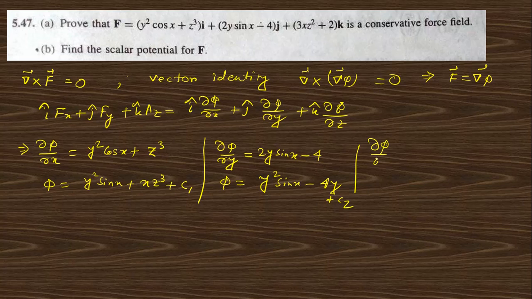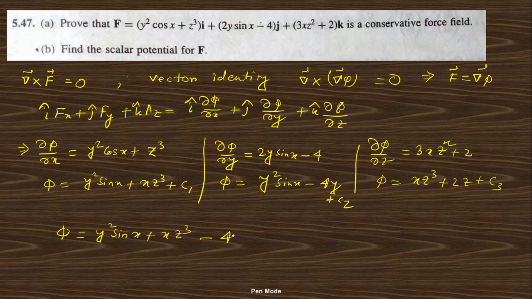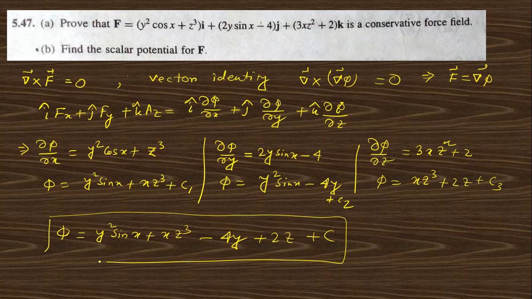And del phi del z will be 3xz square plus 2. Simple. So, phi with respect to z will be x z cube plus 2z plus another constant c. So, in total, phi can be written as y square sin x plus x z cube, minus 4y plus 2z, with some constant c. This is the scalar function of this conservative force field. Okay. Go to the next one.